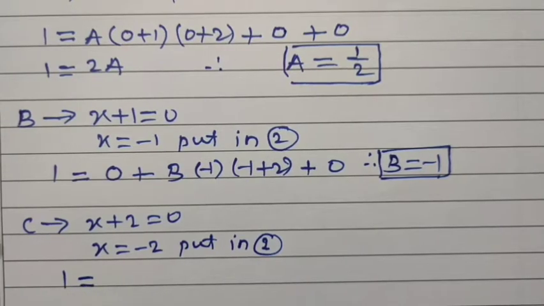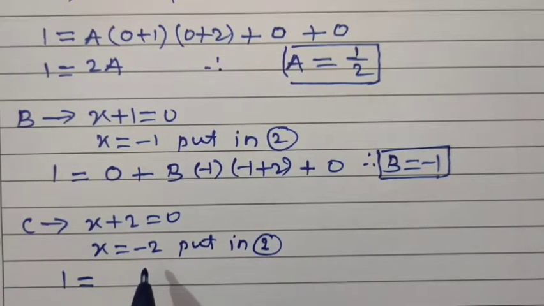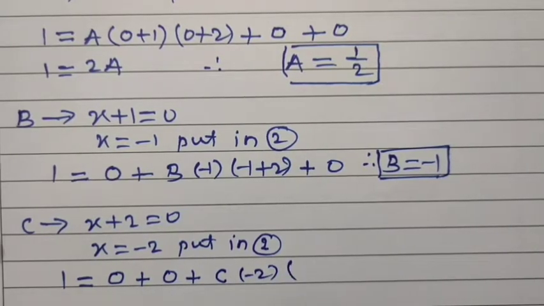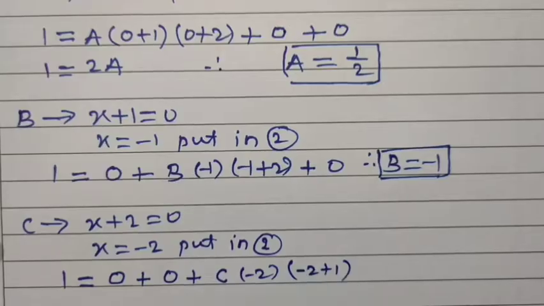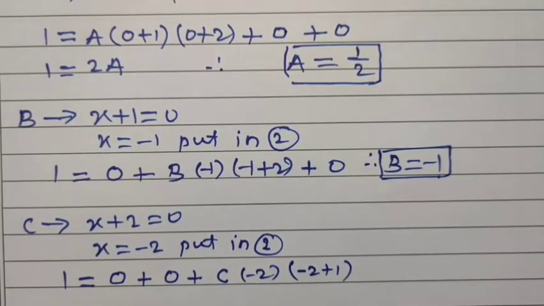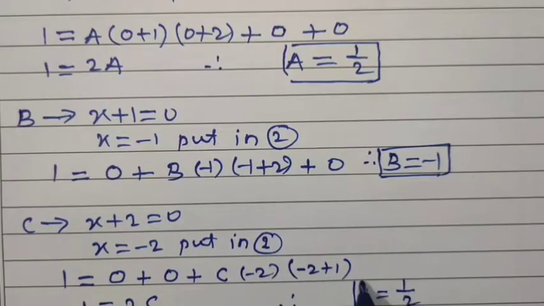On the right hand side, if we substitute x is equal to minus 2, the first term becomes 0. The second term also becomes 0. And in the third term, c into minus 2 into minus 2 plus 1. Simplify this, 1 is equal to 2c. And this implies c is equal to 1 upon 2. This is the value of constant c.